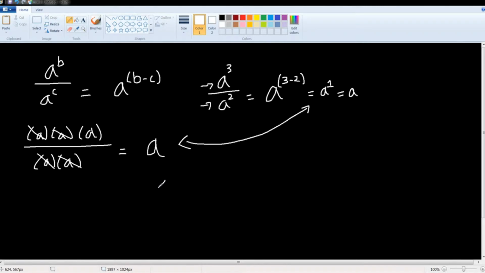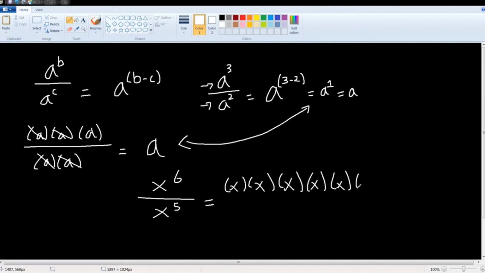Let's just say we have x to the 6 divided by x to the 5th. So let's do what we did before. Let's expand it out. So x to the 6 is the same thing as saying x times x times x times x times x times x, 6 of them, all divided by x to the 5th. So there should be 5 x's. 1x, 2x, 3x, 4x, 5x.